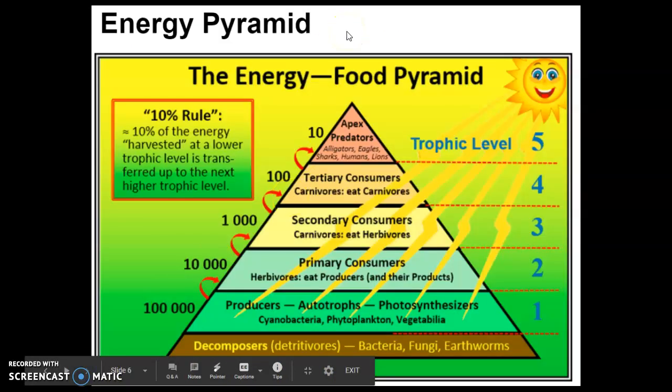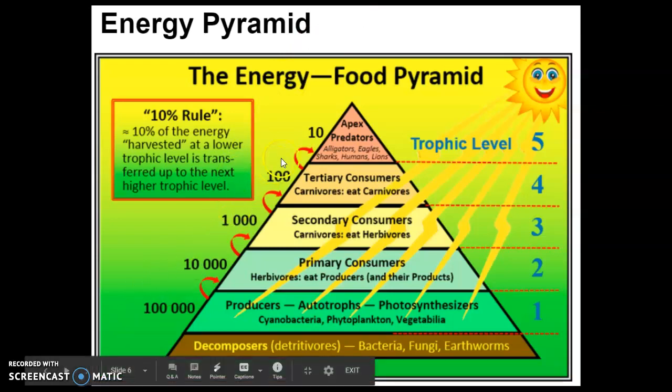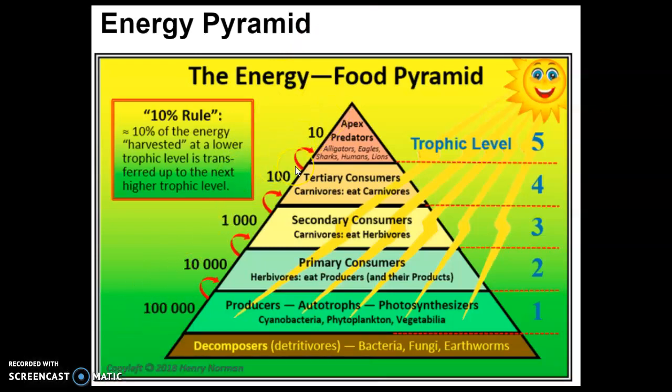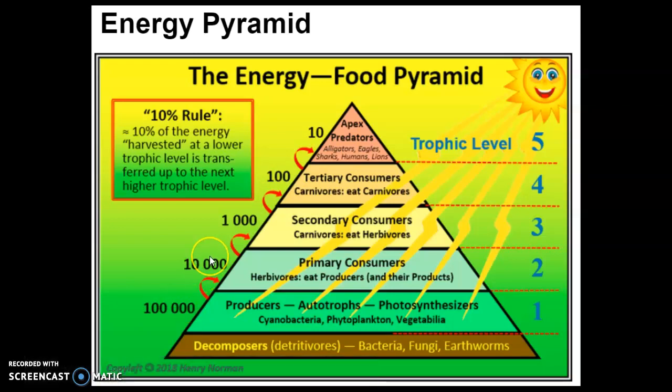Here's a good example of an energy pyramid. This one actually puts decomposers at the very bottom. Then it puts producers next. And it doesn't matter what kind of units we're talking about here. It could be calories, it could be kilocalories, it could be a lot of different things, but whatever the unit, this one starts off at 100,000 units. And 10% of that makes it to the next level, and that's 10,000. And 10% of that is 1,000. And 10% of that is 100. And 10% of that is 10.